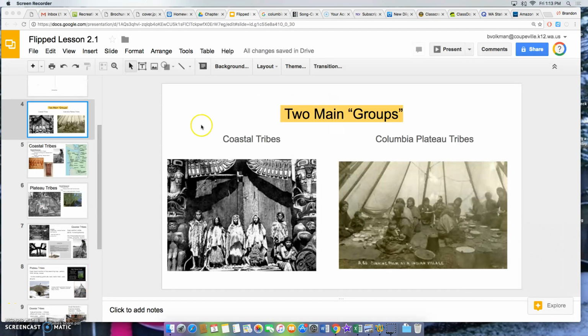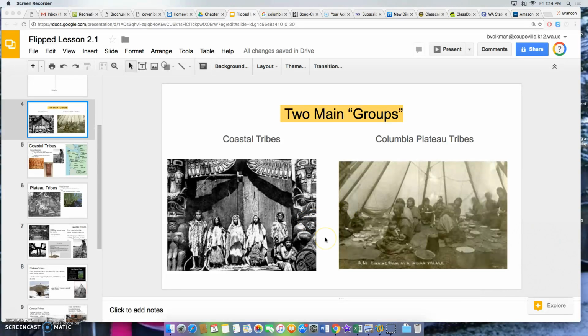As I mentioned before, the Native Americans in Washington State can be split up into two groups based on where they lived in the state. We have the coastal tribes and the Columbia Plateau tribes. Here we have two pictures kind of representing both these groups. I'd like you to pause the video, please, and I want you to try to quickly think of, just based on the pictures, some differences between these two groups. So pause the video, please.